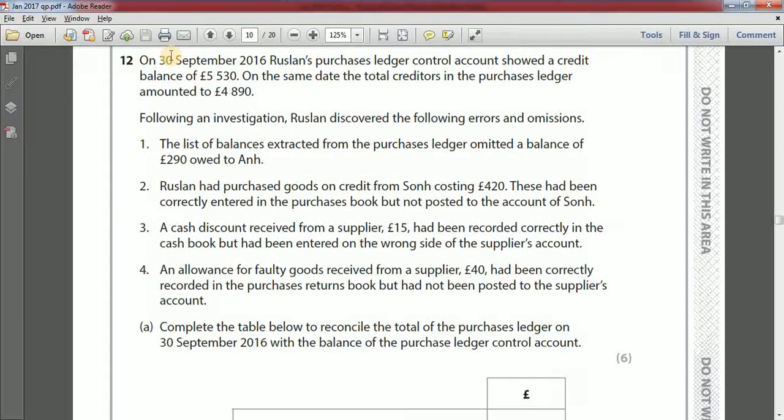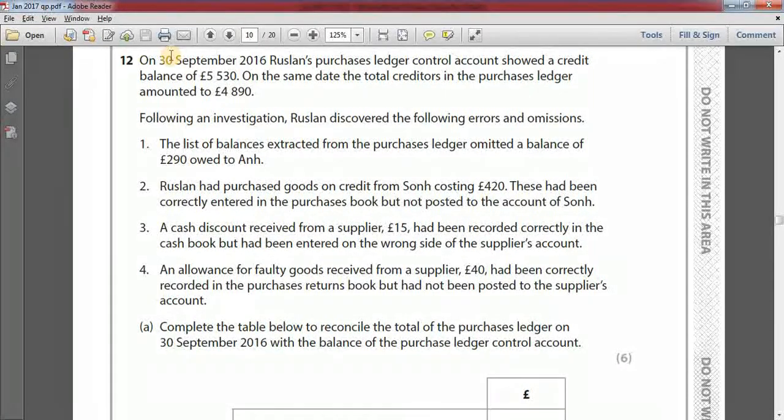The next one is a cash discount received from a supplier. £15 had been recorded correctly in the cash book, but had been entered on the wrong side of the supplier's account. When we record discount received in a supplier's account, it is always recorded on the debit side. As the error says it had been entered on the wrong side of the supplier's account, it means that it has been entered on the credit side of that supplier's account.